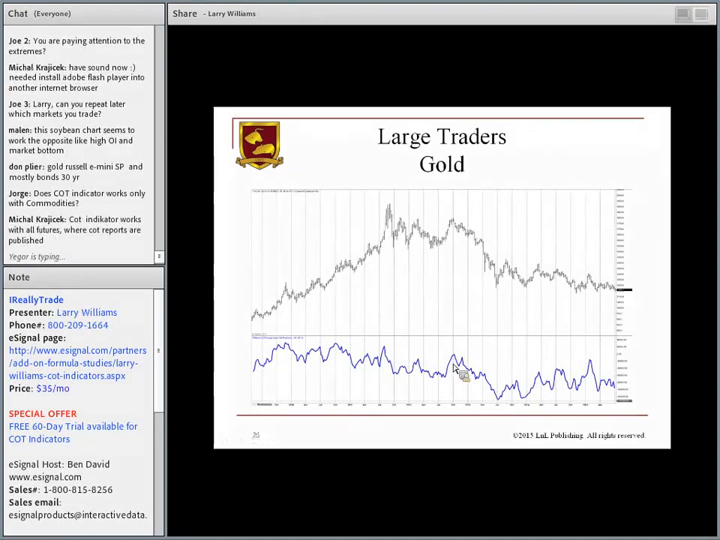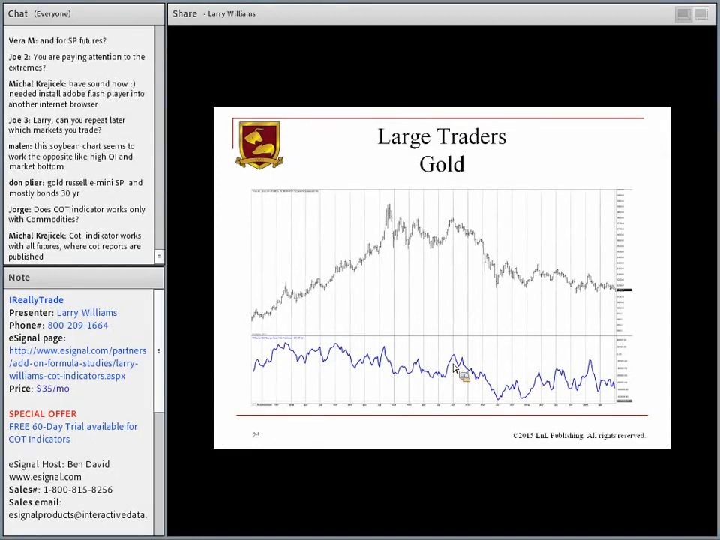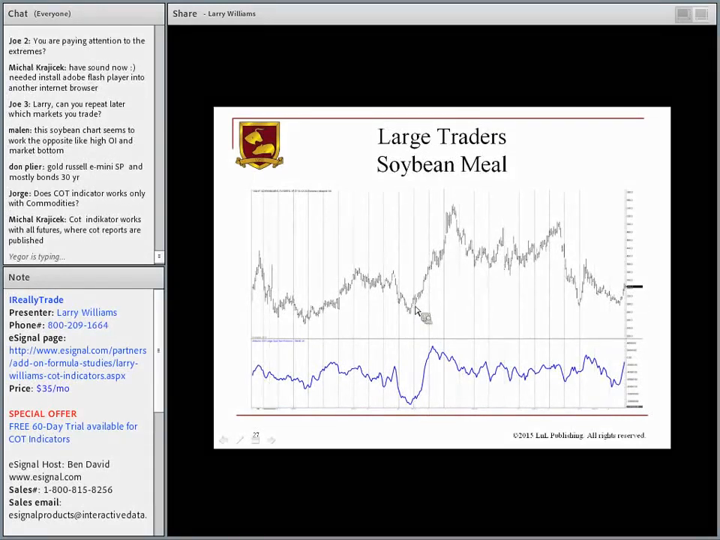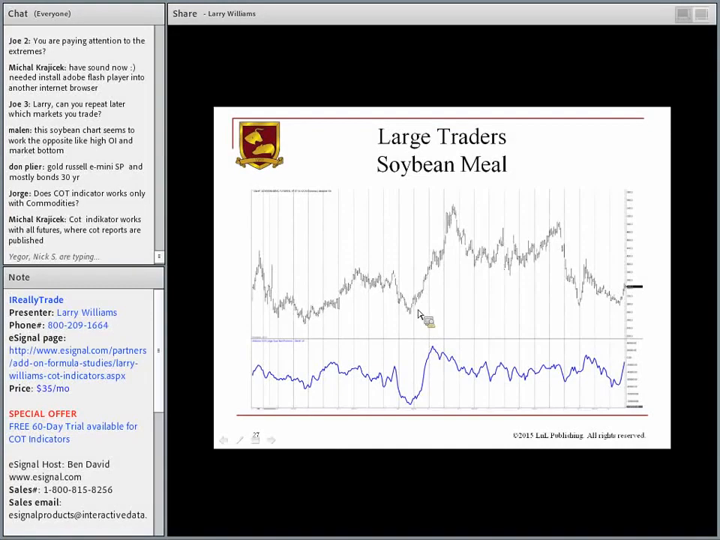The question keeps coming in. Does it work with all futures? Well, I've talked about where it does work, where it doesn't work. But by and large, yes, it works with all futures. Here's soybean meal. Remember we saw when the commercials were heavy buyers up here? Well, look at the large traders. That was the lowest long position they had for years. Look what happens. Interesting, huh? So I do like to see extreme levels. This high level is the most bullish they've been for quite some time, and the market falls out of bed.